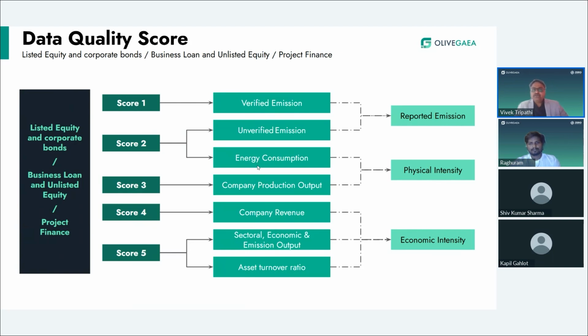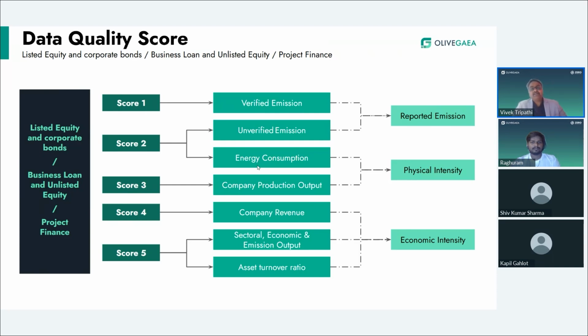The next thing, score 3, is company production output. As you can understand, for every sector there will be some regional, country-level, or global-level physical intensity available. Based on that physical intensity multiplied by the production of that company, you can again derive the investee company's emission. And based on that, the banks can calculate their financed emission. As you can see, there are some levels of estimation happening, and that's why the data score moves from 2 to 3.